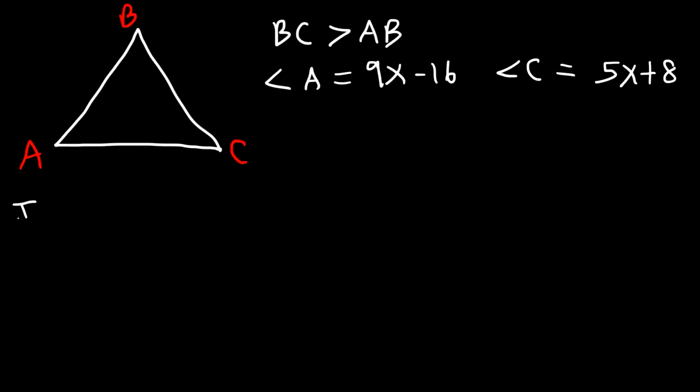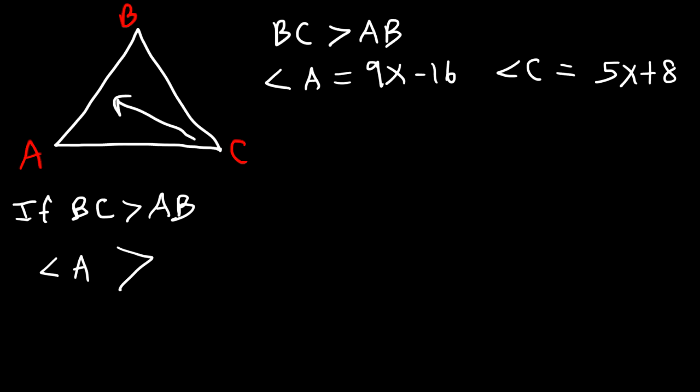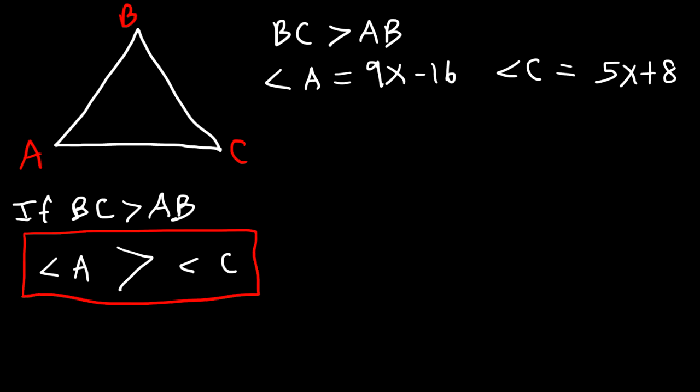So if BC is greater than AB, we could say that the angle opposite to BC, A is opposite to BC, that means angle A is greater than the angle opposite to AB, which is angle C. So we're going to focus on this part right here. Angle A is greater than angle C. So we could say that 9x minus 16 is greater than 5x plus 8. So now let's solve the inequality.